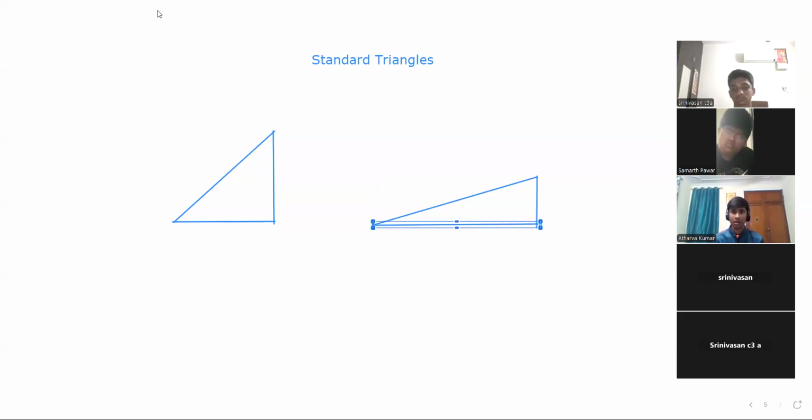So these are two different right triangles. Please pay attention, kids. This is A, B, C. The first one is an isosceles triangle with dimensions 1 and 1. The perpendicular sides are 1 and 1, and this is root 2. So if it's an isosceles right angle triangle, these angles will be 45 degrees. Yes or no? All of you.